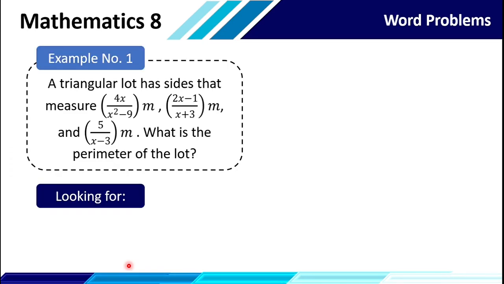We have here a triangular lot that has sides that measure 4x over x squared minus 9 meters, 2x minus 1 over x plus 3 meters, and 5 over x minus 3 meters. The question is, what is the perimeter of the lot? Let's visualize our given problem.